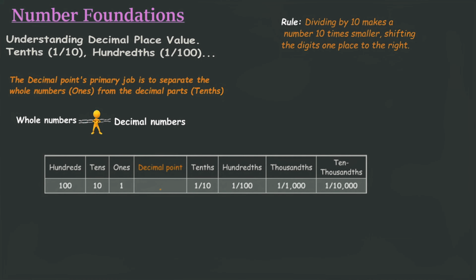But here is the most important thing to remember. The decimal point is a fixed separator. It never moves. Only the digits shift around it. That's why when we divided 4,372 by 10, the 2 didn't disappear. It crossed the decimal point and became 0.2.